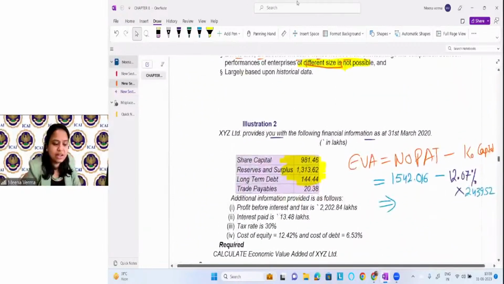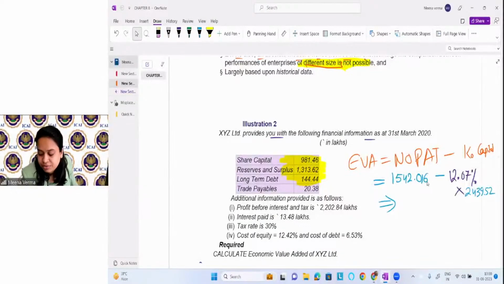I hope it is clear. And in the next session, we will take more questions. I have almost completed everything. Just one topic is left, I believe, which is related to non-profit organizations. We will take it in the next session. And with this, we have finished everything, right?